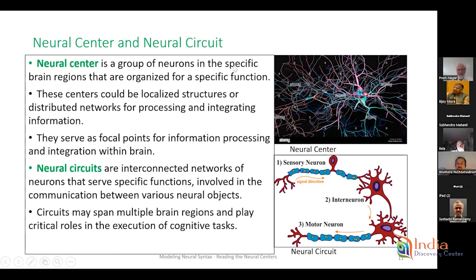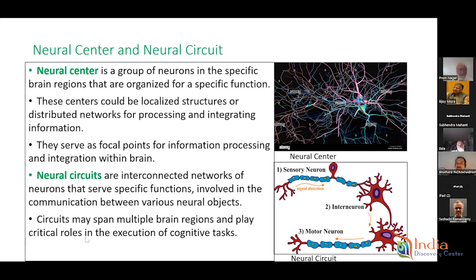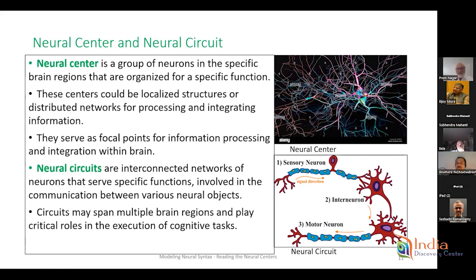Now, the second image is of neural circuits. Neural circuits are interconnected networks of neurons that serve specific functions involved in the communication between various neural objects. Now, if you see here, there are three different types of neural objects: sensory neurons, interneurons, which are connecting, and motor neurons. So these are three different types of neurons. Circuits may span multiple brain regions and play critical roles in the execution of cognitive tasks.